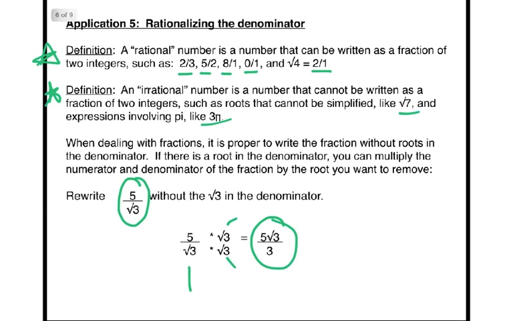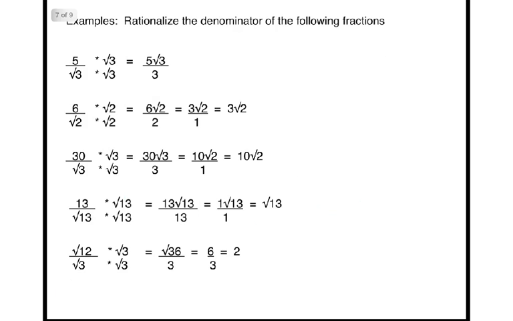Keep in mind, you're allowed to have a square root in the numerator. That's just fine. You're not allowed to have a square root in the denominator. Mathematicians have agreed not to do that. Here are some examples of rationalizing the denominator.